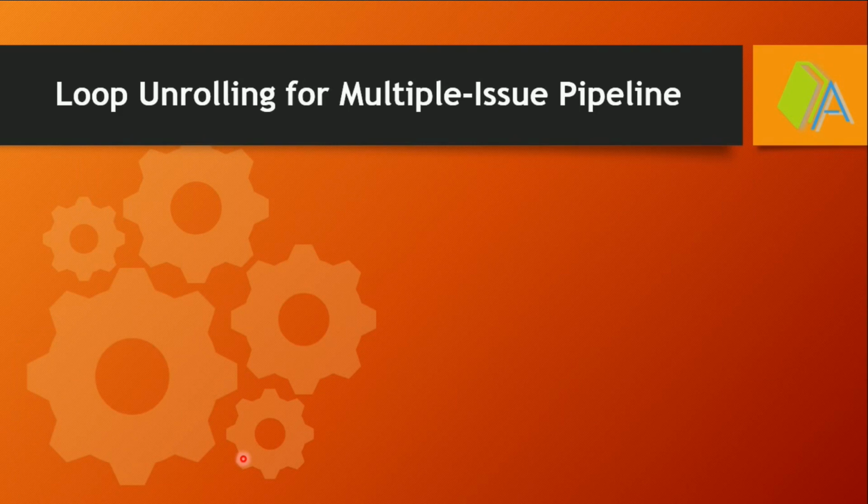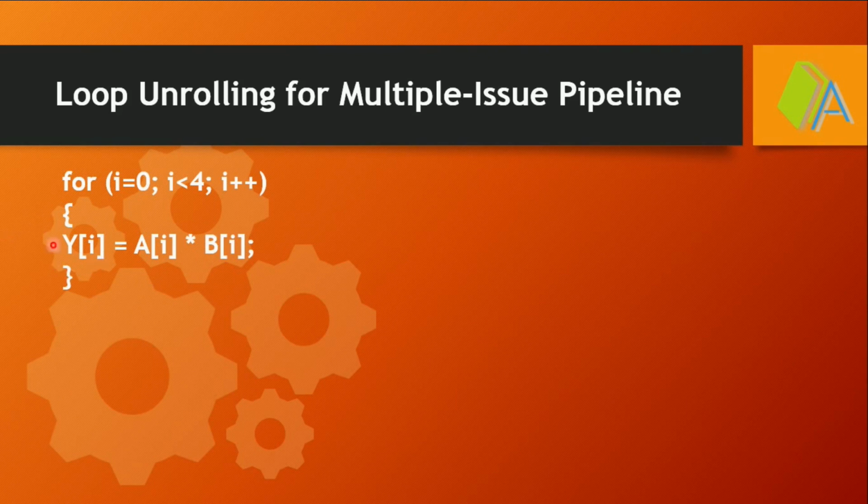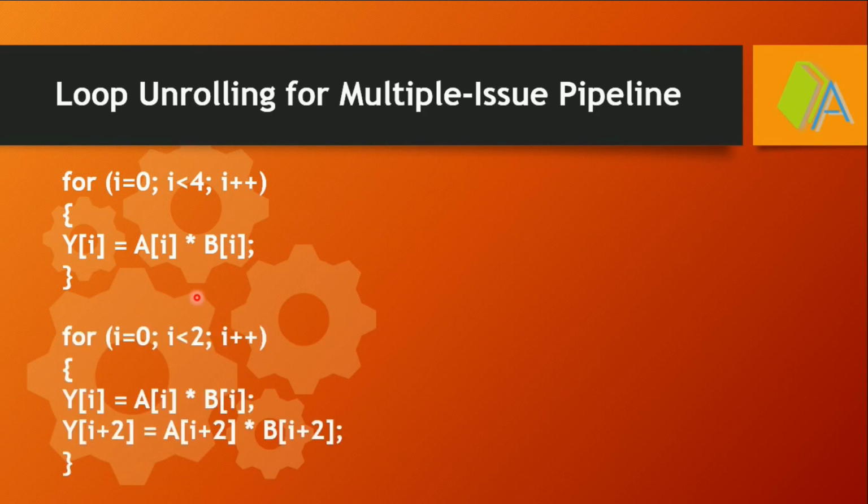Loop unrolling is another approach adopted by the compiler in order to reduce the strength of the loop. For example, in this loop, we need to calculate four different values for y. Each value computation takes one clock cycle, so for this entire program, four clock cycles will be taken. So in order to reduce the strength of this loop, the code is rescheduled or loop unrolled by the compiler like this.